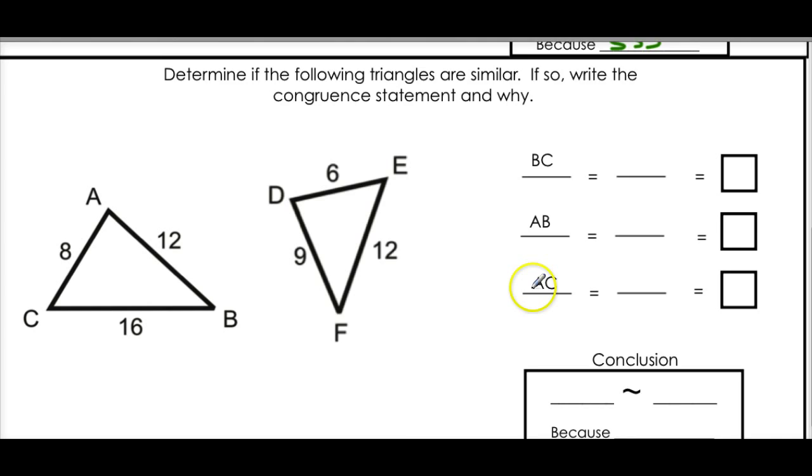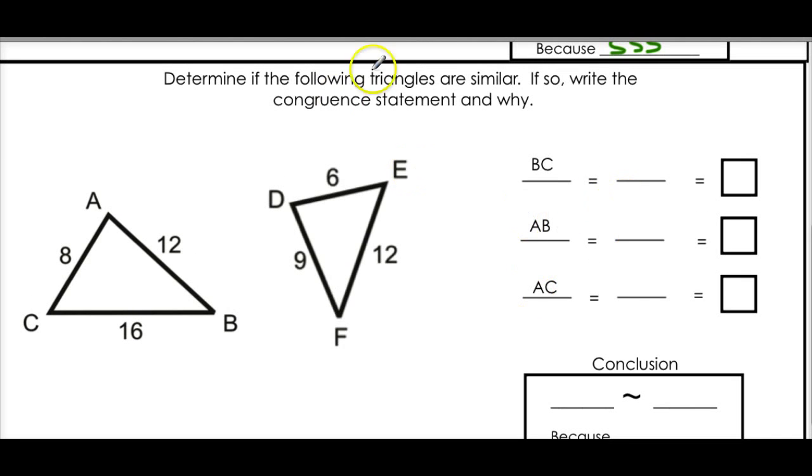All right, let's try one example of this. Okay, we'll just do one example of this. So determine if the following triangles are similar. If so, write a congruent statement and why. So let's try this, okay? So we're going to start by setting up our ratios, okay? We'll start by doing the biggest side of both triangles. So the biggest side of this triangle is BC, all right? So we got BC over here. The biggest side of our second triangle is 12, all right? Is FE. So we're going to do BC over FE, which is 16 over 12.